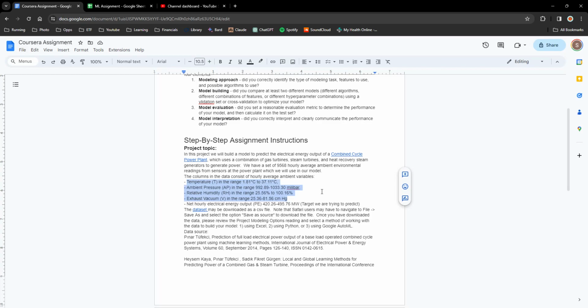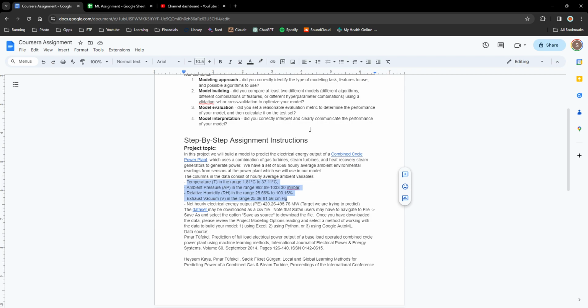This is a recording for the Coursera assignment, which asks to take a look at a data set of close to 10,000 observations and figure out what is the net hourly electrical energy output. So looking at the data, it appears to be fairly structured. It's in column, it's all numerical, and so a parametric algorithm seems like a good first approach here.